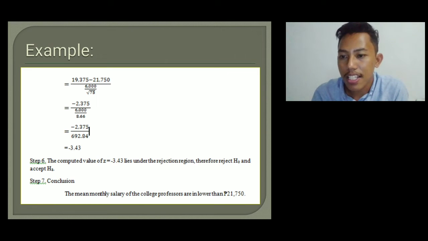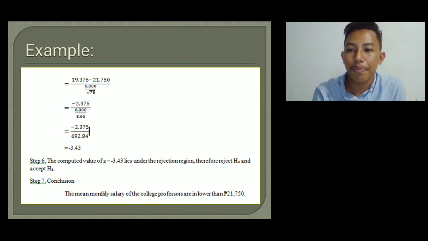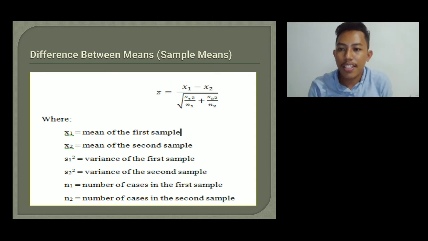So step 6, the computed value of z, negative 3.43, lies under the rejection region. Therefore, reject your null hypothesis and accept your alternative hypothesis. So our conclusion is the mean monthly salary of the college professors is lower than 21,750.